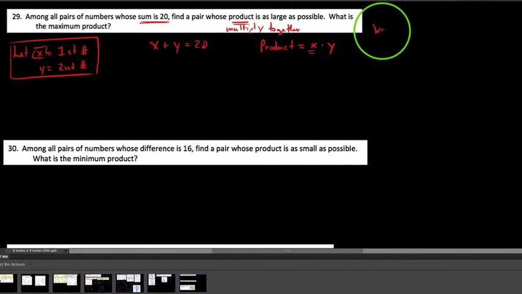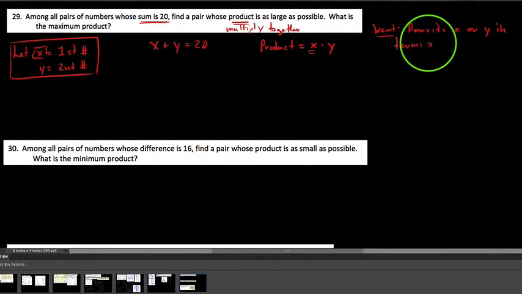But what we want is to rewrite x or y in terms of the other variable. What I mean is that I really want to write the product of these two things, but I don't want it to be an x and a y. I'd rather have just an x and then something in terms of x, or a y and something in terms of y.